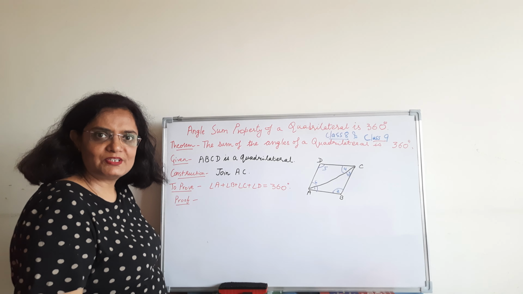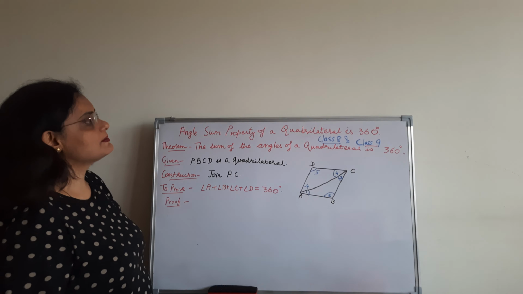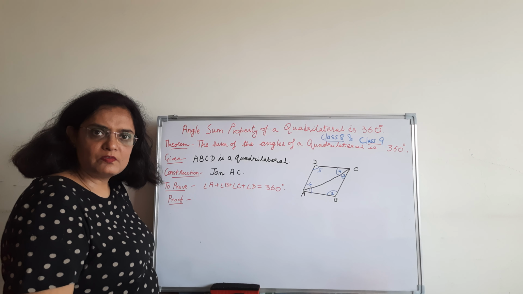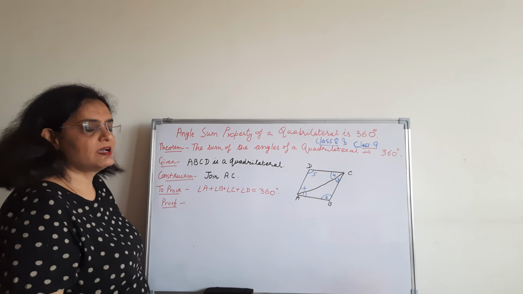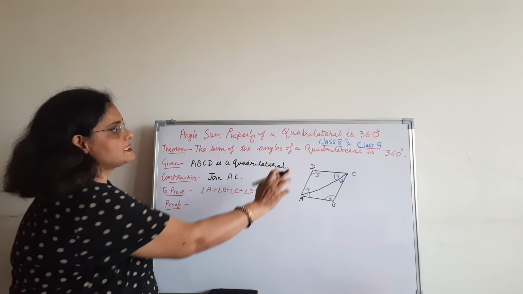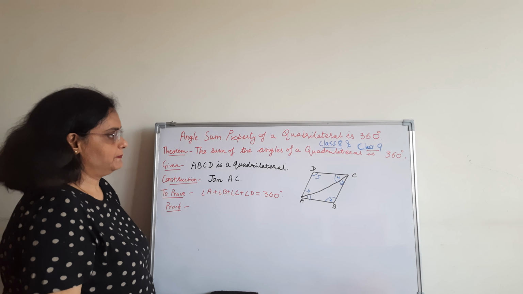I am Sunalika Mishra and today we will study about the angle sum property of a quadrilateral. So what is the angle sum property of a quadrilateral? It says that the sum of the angles of a quadrilateral is 360 degrees. It is of class 8 as well as of class 9.